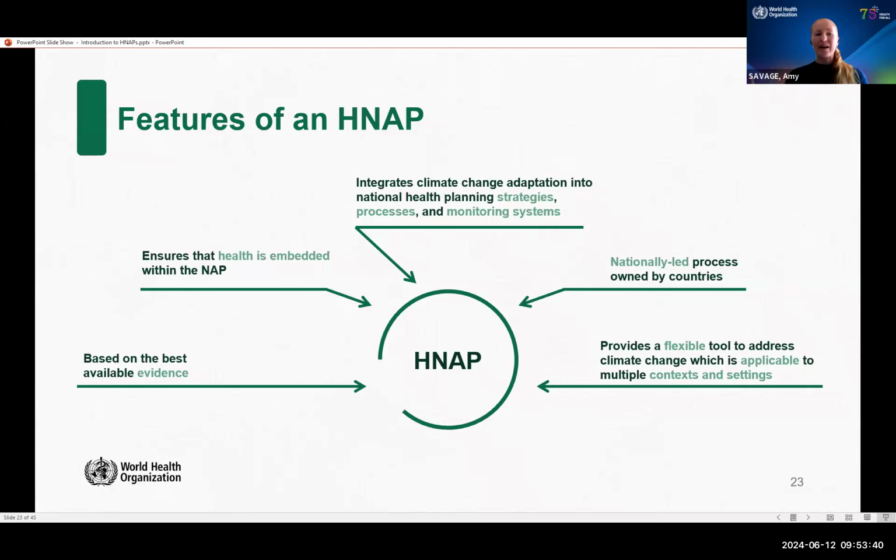So we'll provide a set of steps, but it's a high-level set of steps, and it needs to be modified and adapted to the local context based on the VNA, based on the local capacity assessment. And as such, it is a flexible tool to address climate change, and it can be applicable to multiple settings and contexts.